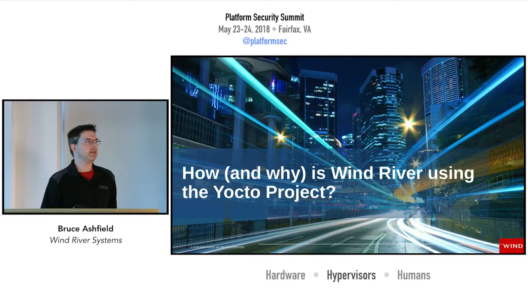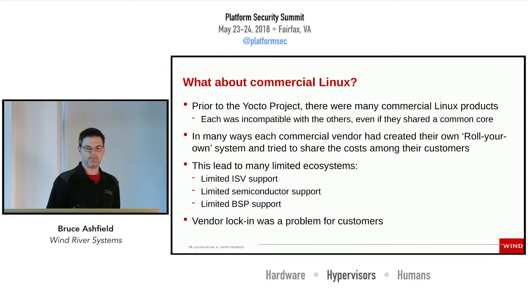So the other thing that I wanted to talk about was how and why Wind River is using the Yocto project. Basically, prior to the Yocto project, there were a lot of different commercial Linux products. They were all incompatible. We were spending all of our time writing recipes for core utils and all the boring stuff, Flex and Grub and Bison and all the stuff that everybody was doing. But that's not where the value is added by commercial Linux. It's not where anybody's value is added.